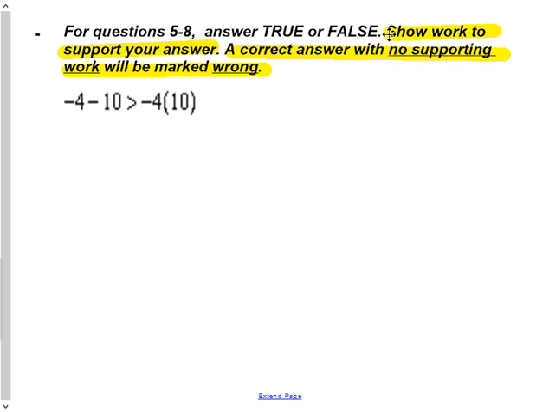So question number 5, here's what I would expect. What is -4 take away 10? It is -14. And what is -4 times +10? It is -40. So all I needed to see for your work was simplifying both sides. And is -14 greater than -40? Yes, it is. So therefore the answer is true. That's all the work you needed to show me for that question.